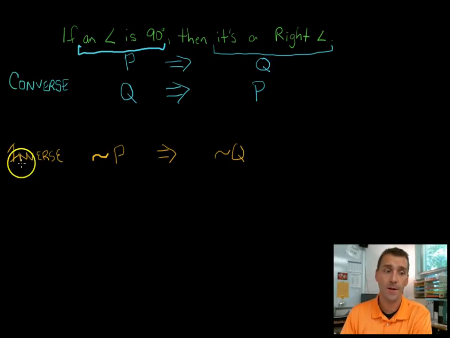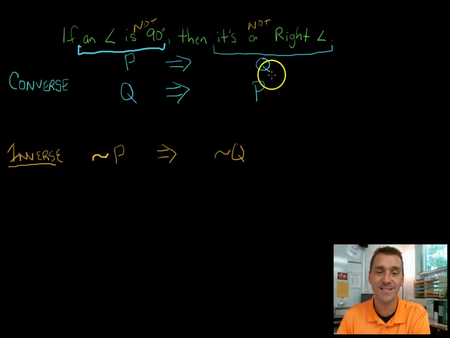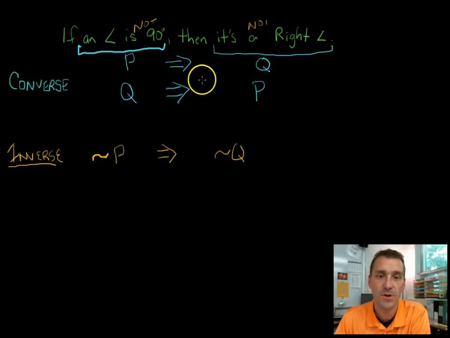Here's what the wording of the inverse of this green conditional statement would say. It would say, if an angle is not 90 degrees, then it is not a right angle. That's exactly what the wording would be for the inverse. So you just take those things and keep the order the same, but you just negate the first one and negate the second one. Okay?